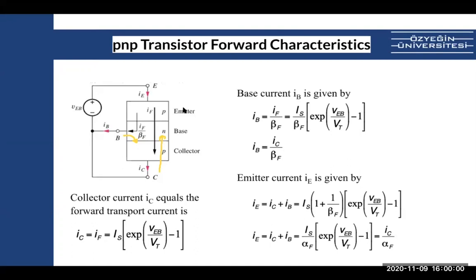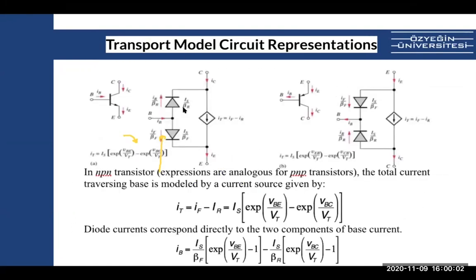Let's take a break. And before we take a break, let me go through this slide quickly, which explains very well. So as you can see, we explained these two diodes, and they are different diodes due to the doping. So we assume BR and BF. And the IS for these diodes, the saturation currents, we assume they are the same.